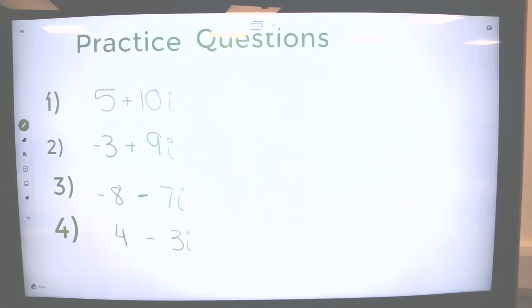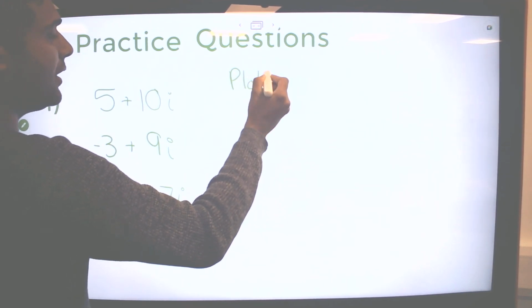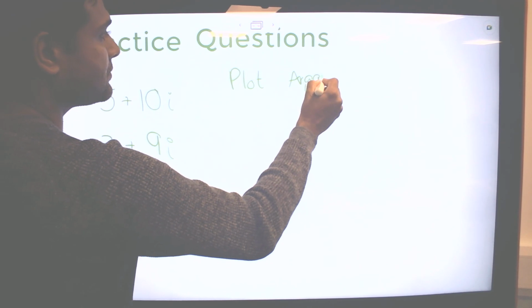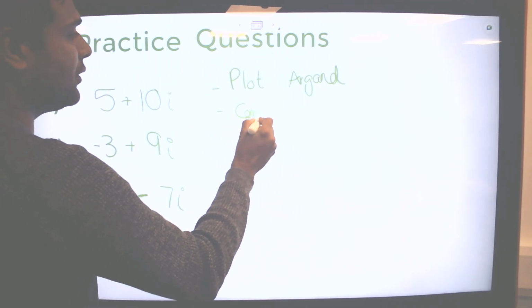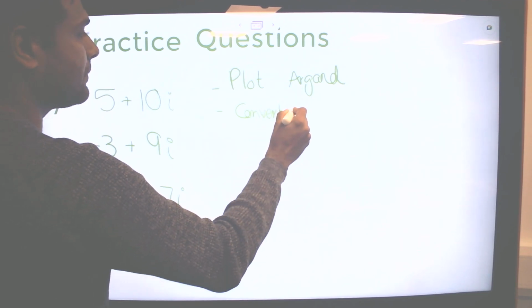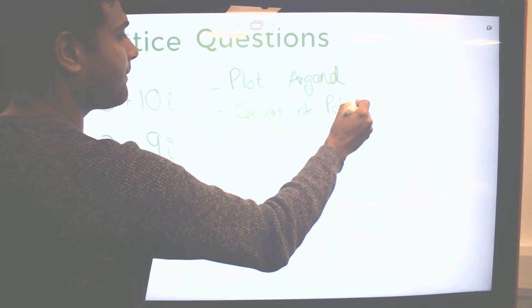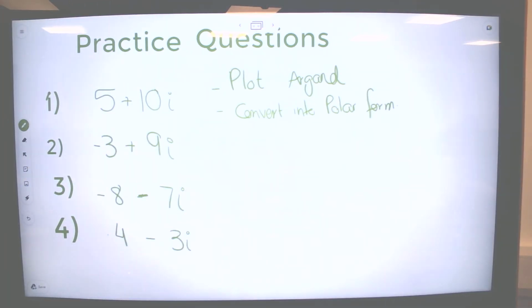Okay, so these are some practice questions. You need to do that one. You also need to plot an Argand diagram as well. Before you plot the Argand diagram, you need to convert into polar form. Follow the steps that we did, and I think you all will be okay.